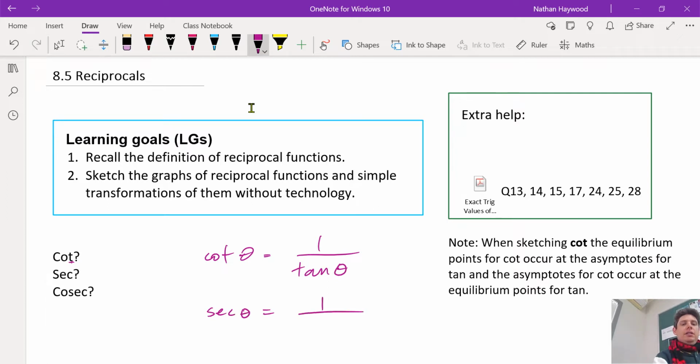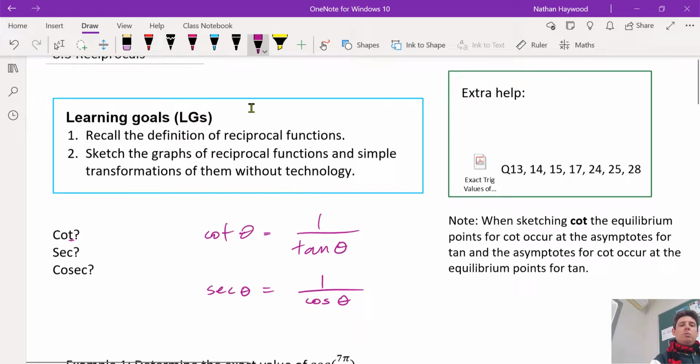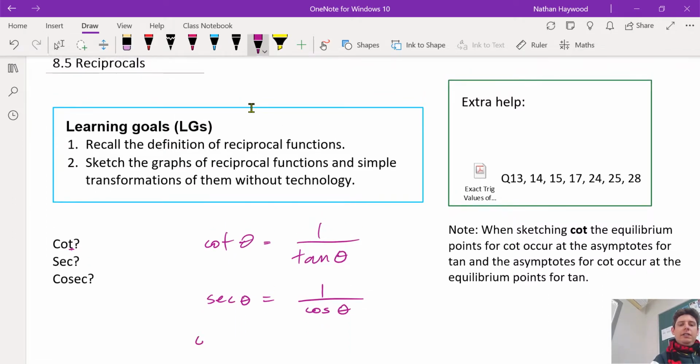Sec. Any guesses what it is? 1 over cos of the angle. And the last one, cosec theta, is 1 over sine of the angle.